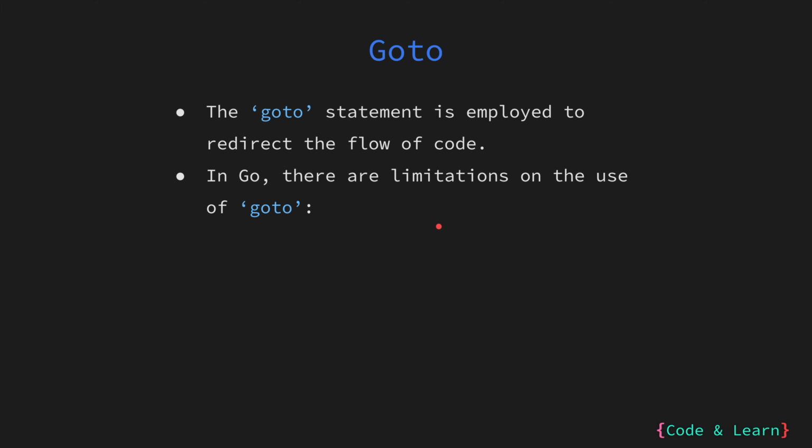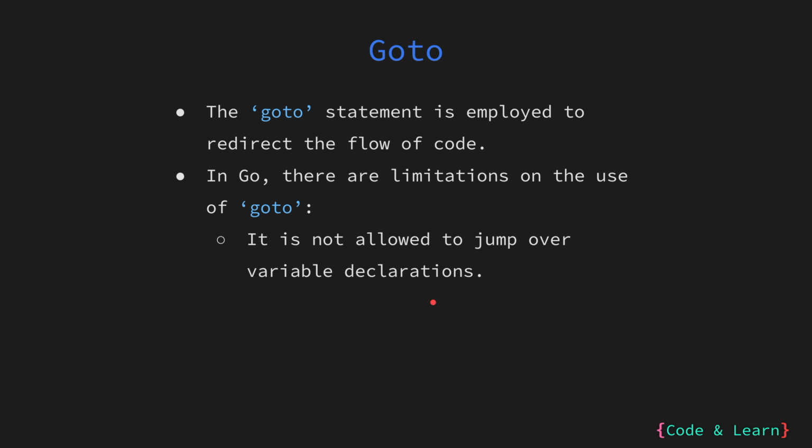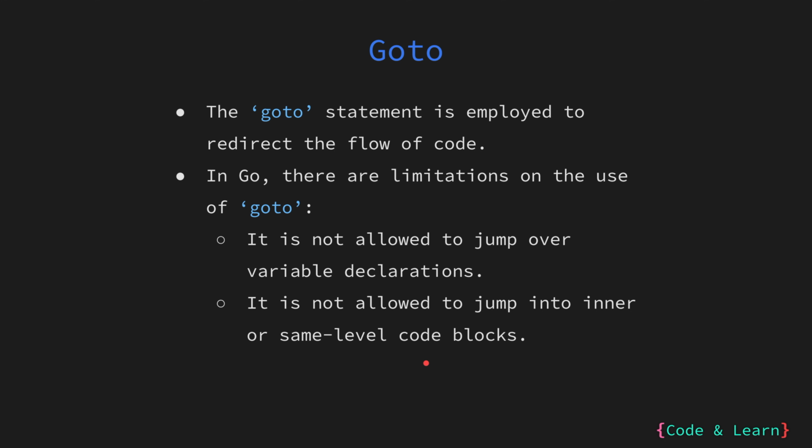Let's now look at these restrictions. In Go, you are not permitted to use the Goto statement to jump over variable declaration. Don't worry if it confuses you. We will look at it with an example. Similarly, you cannot use Goto statement to jump into inner or same level code blocks. This ensures that the control flow remains structured and follows a clear path without jumping into arbitrary sections of the code, which could introduce bugs in your code.